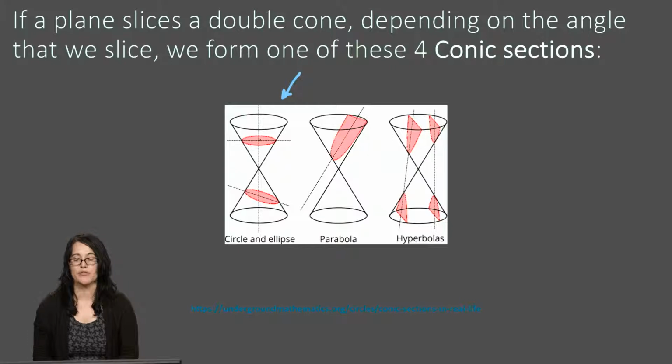The other ones that you'll notice are a degenerate circle, when we slice at an angle that looks like an ellipse, and finally in the middle the parabola, and on the right the hyperbolas. So in our future videos we'll be discussing each of those. But let's get started with the circle.